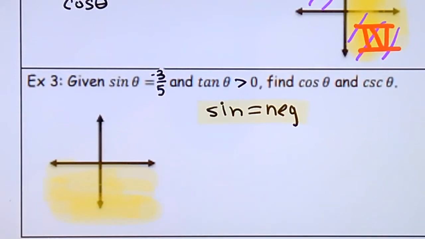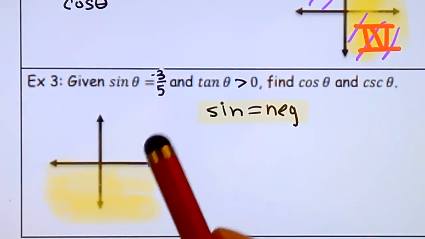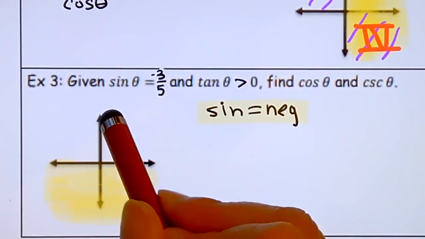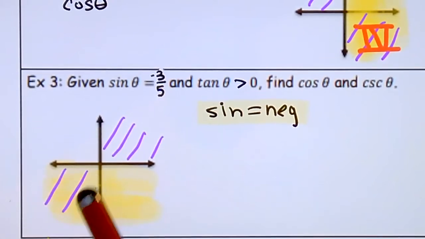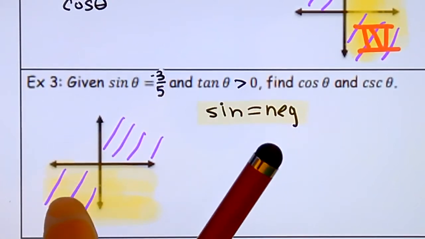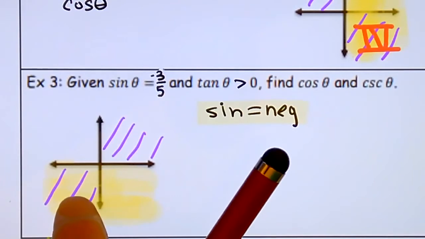Now I know my tangent is going to be positive. So where's my tangent positive? Well, my tangent's positive where my sine and cosine both have the same sign. So that's going to be in this quadrant here, and it's going to be in this quadrant here. So I'm down here in quadrant 3. That's where I'm going to be.